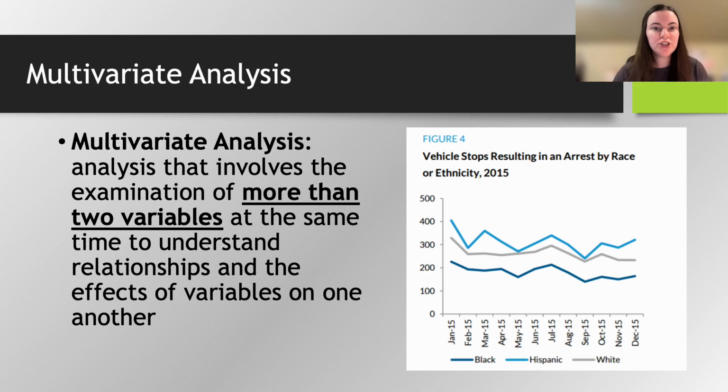And lastly, multivariate analyses are those that involve the examination of more than two variables. So this is where we're differentiating out between both our univariate, which looks at one variable, and our bivariate analysis, which looks at two. So now we're looking at least three variables. So let's take a look at our chart here on the right-hand side of how this illustrates a multivariate analysis.